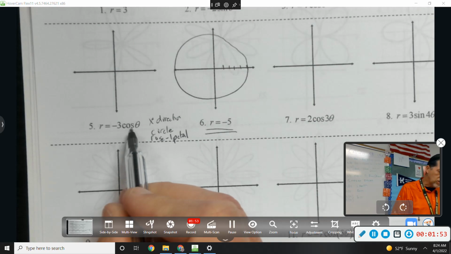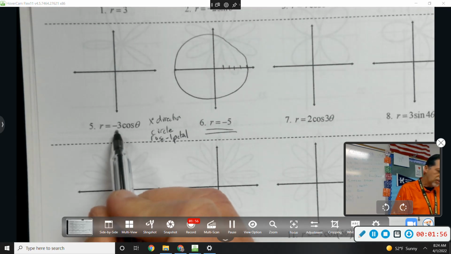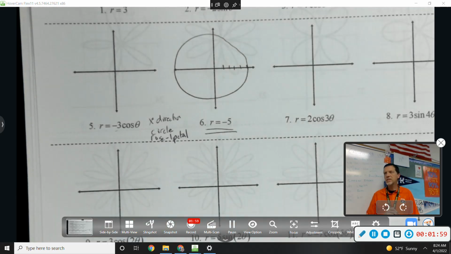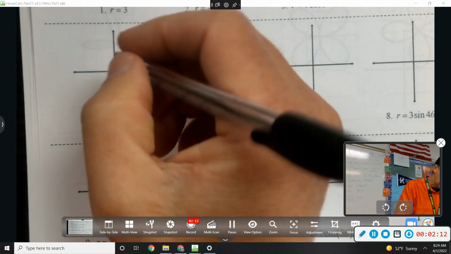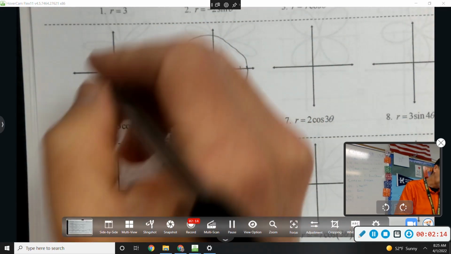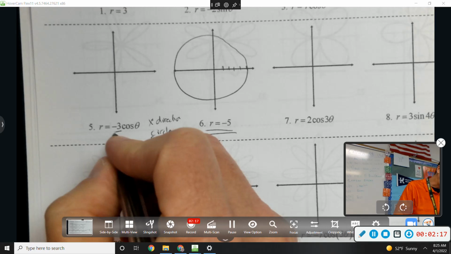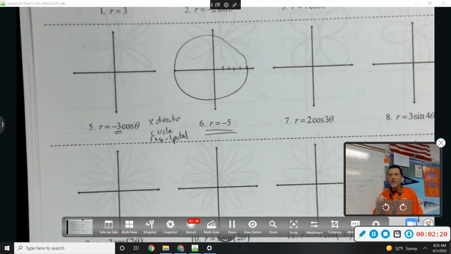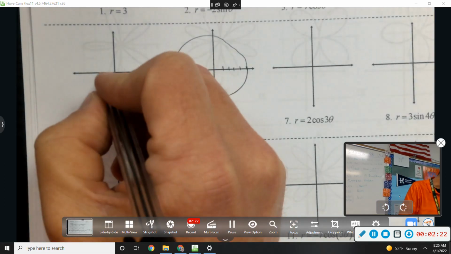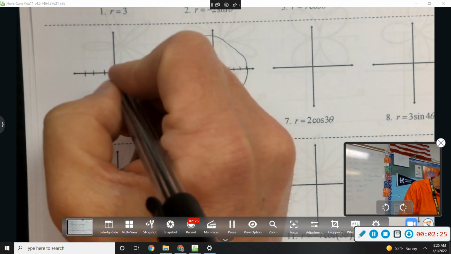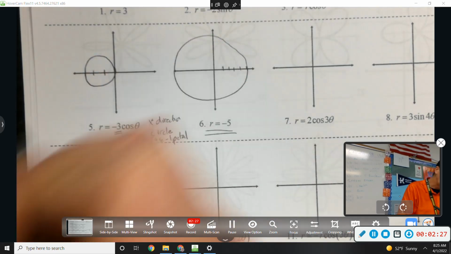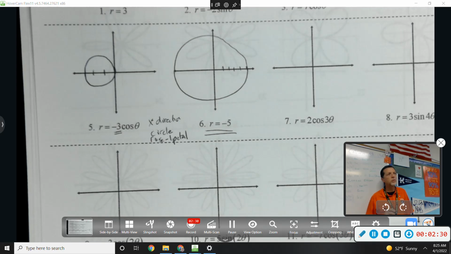It's a cosine circle, but it's negative. So what does the negative do? It moves it. And what does a negative always do? Don't say move to the left. How could you? What does a negative always do? Flip it. So we're going to flip it. So we want to be on the x-axis, but we want to flip it. 3, is that the radius? It's the diameter, so that's a little bit different. So we'll go out to 3. And there's our circle, or our 1-petaled rose.